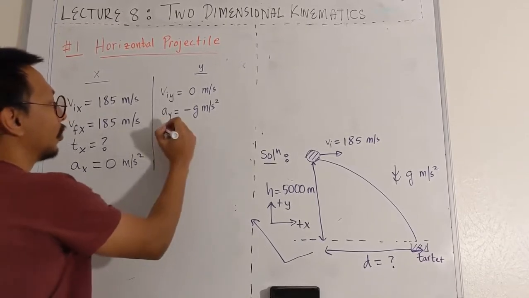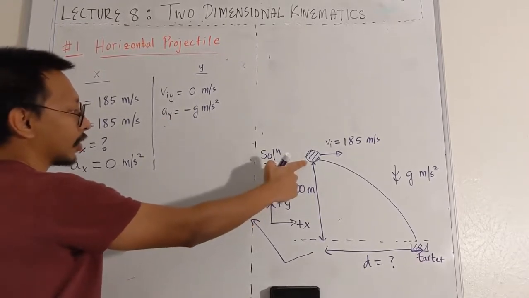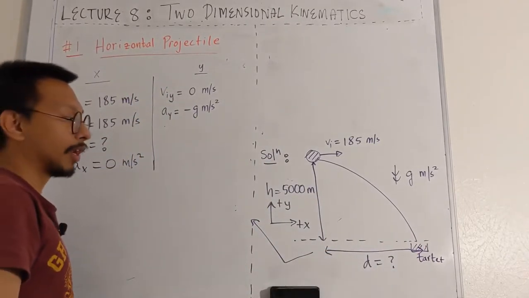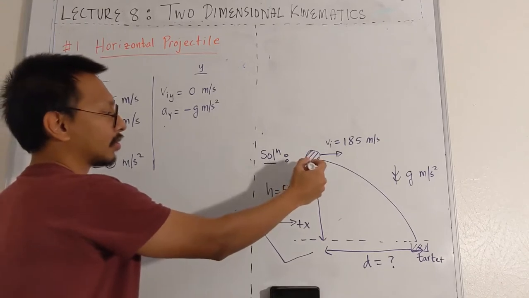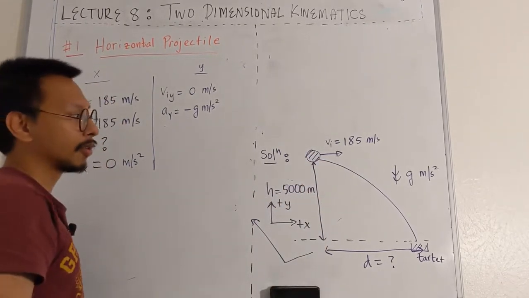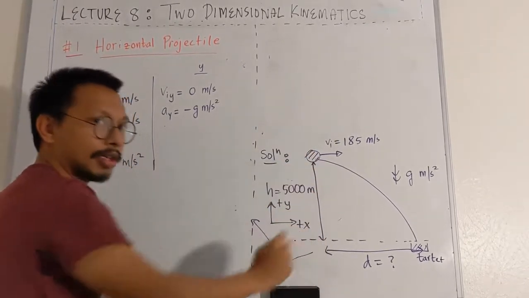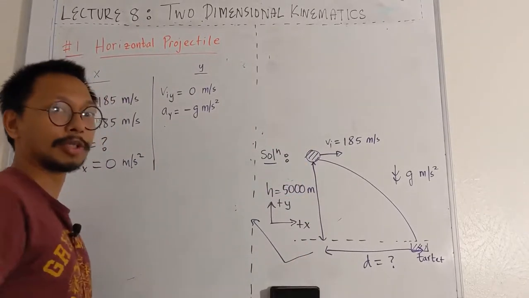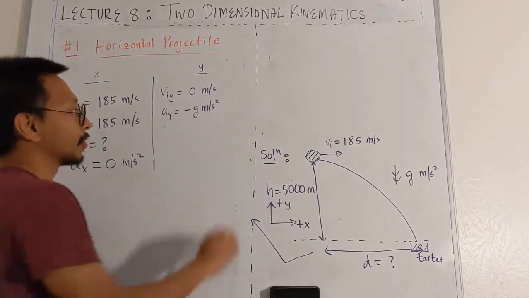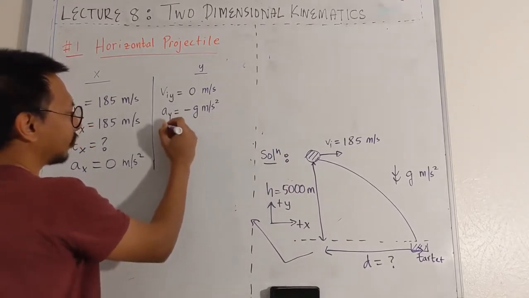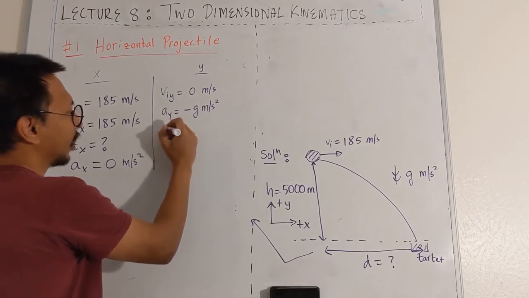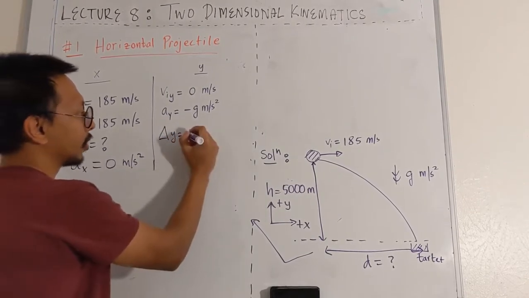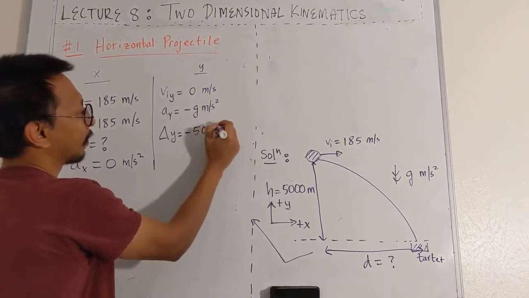What else? We know the displacement in the y direction that the parcel covers from when it's released to when it's hitting the target is 5,000 meters, because this is the vertical distance that the parcel falls. The parcel cannot fall any more than 5,000 meters since it was released from 5,000 meters. So we know that in the y direction the displacement of the parcel is minus 5,000 meters.